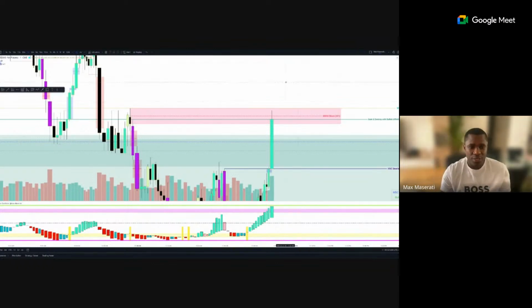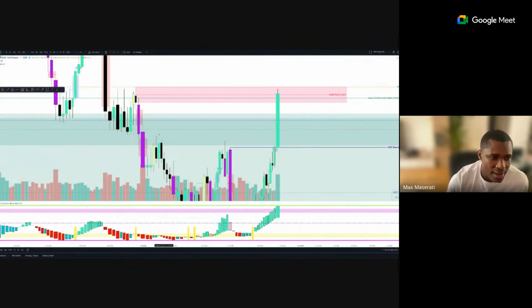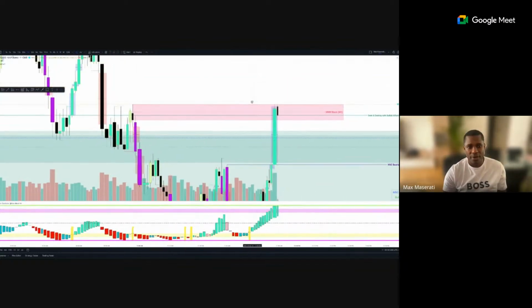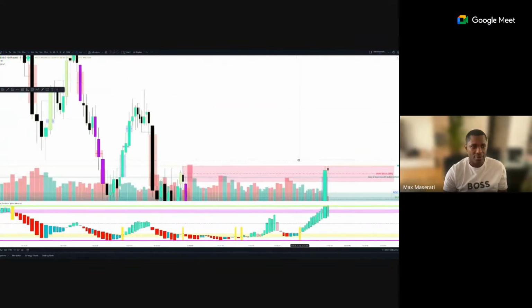Okay, so we don't mark this MMM external block. Why? Because this candle wasn't a bearish body close. Okay, we don't mark it. So which means price, let's see. I don't think price will respect it, which means price will highly likely come all the way up here.